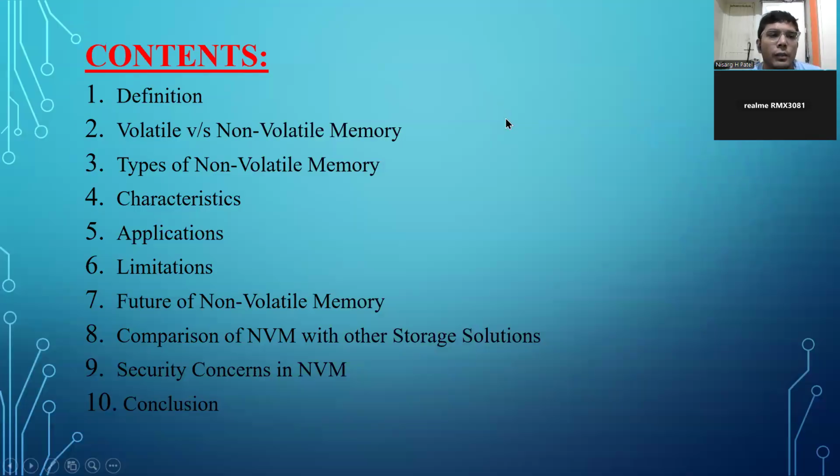Contents are definition, volatile versus non-volatile memory, types of non-volatile memory, characteristics, applications, limitations, future of non-volatile memory, comparison of NVM with other storage solutions, security concerns, and at last, conclusion.